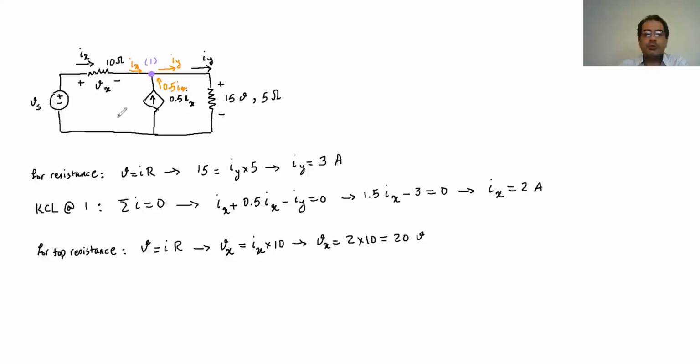When I choose the loop, I have to choose a loop that the Vs is in. So I can either choose this loop, or I can choose the outer loop. The problem with this loop is that I know the voltage here, but I don't know the voltage here. I don't know how much the voltage is in this dependent current source. So if I choose this left loop, I would have a problem because I don't know the voltage here. So I avoid this loop.